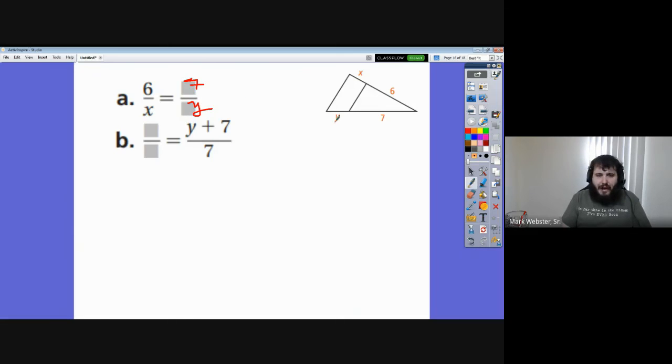Now with this one, x plus 7 over 7, look, or y plus 7 over 7, look. What's y plus 7? This thing, right? That whole thing. So what do we expect the corresponding thing from y over 7 to be? Shouldn't it be the whole thing over here? So shouldn't this be x plus 6 over 6?